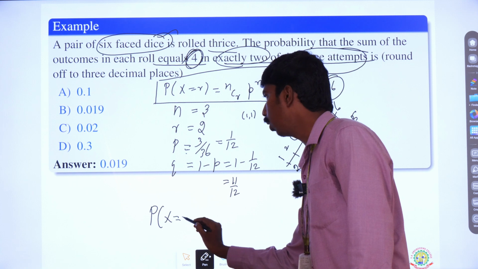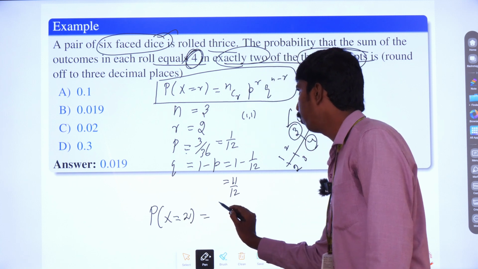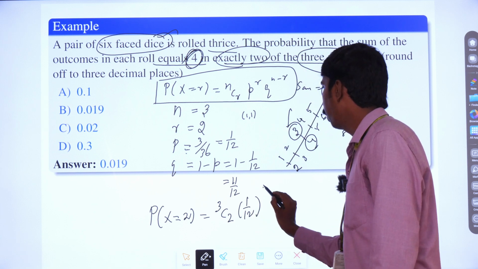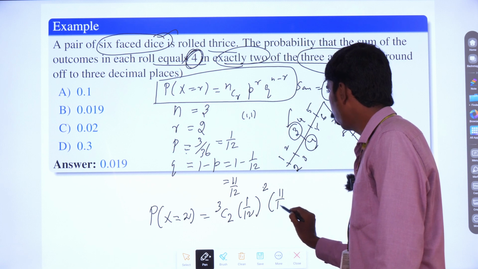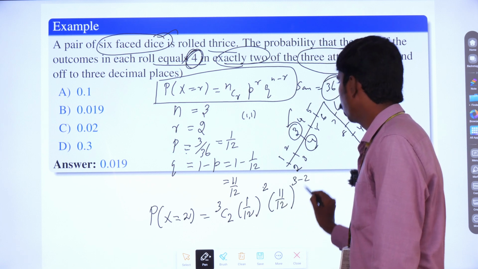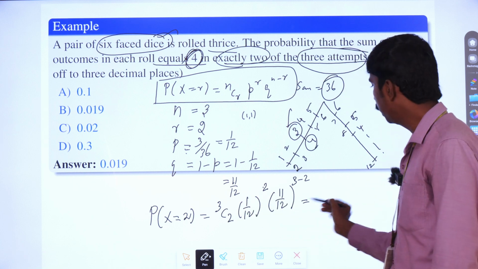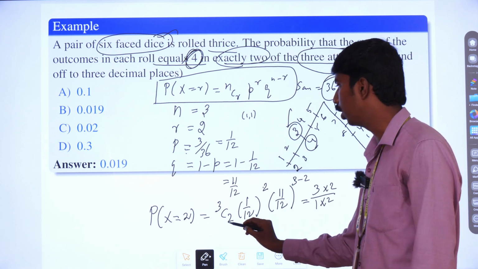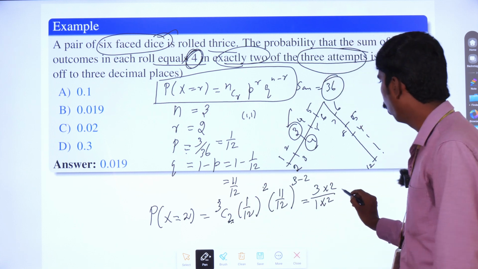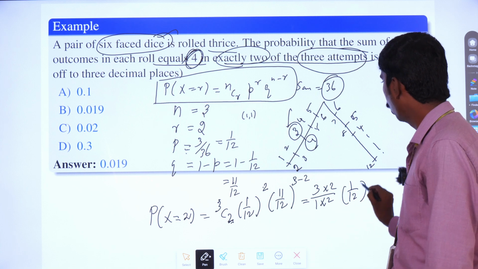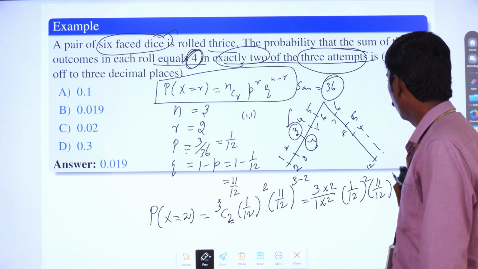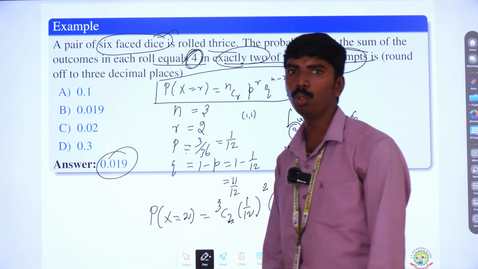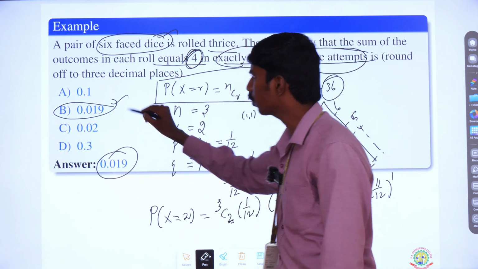So x equals r, which is 2, n is 3, then 3C2, the P value is 1 by 12 to the power r as 2, then 11 by 12 to the power 3 minus 2. Now 3C2 can be written as 3 into 2 divided by 1 into 2. The number of terms is 2, it starts with 3 and reduces by 1. Then 1 divided by 12, that whole square, then 11 by 12, that whole power 1. When I solve this, I get an answer of 0.019. That is the option given in this question.